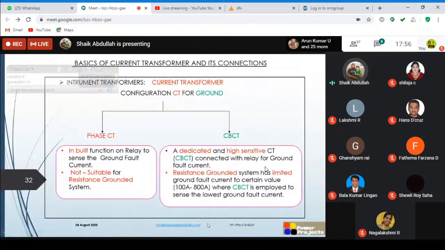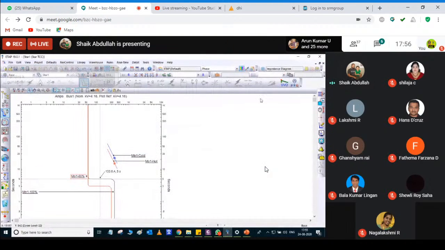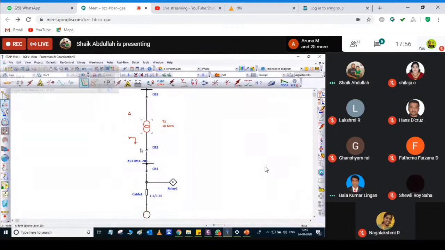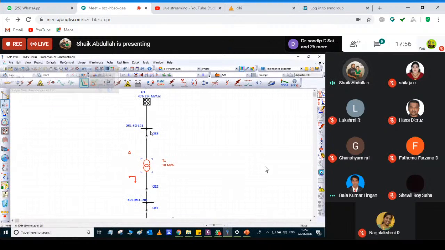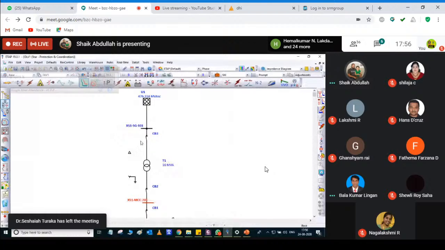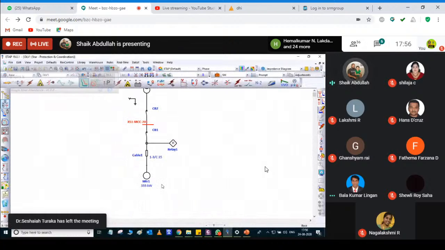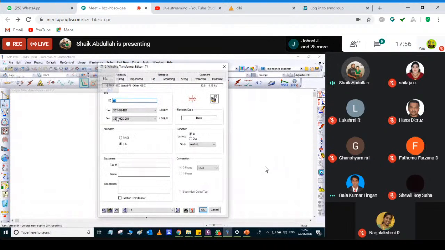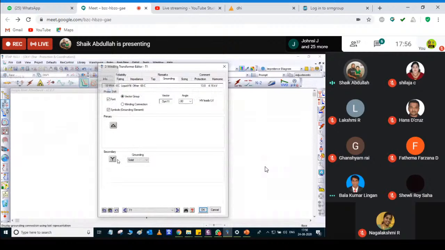I will check this one. It can be simulated in ETAP. Here this is actually a solidly grounded system. This is nothing but a solidly grounded system. My voltage level is 13.8 kV here, and here my voltage level is 4.16 kV. This tag, I consider it as one motor, so this is a medium voltage motor. This is not the recommended grounding system.